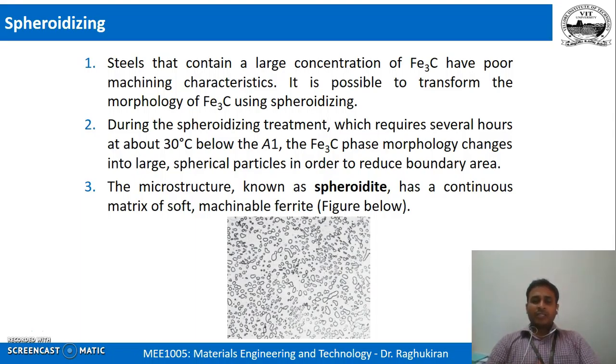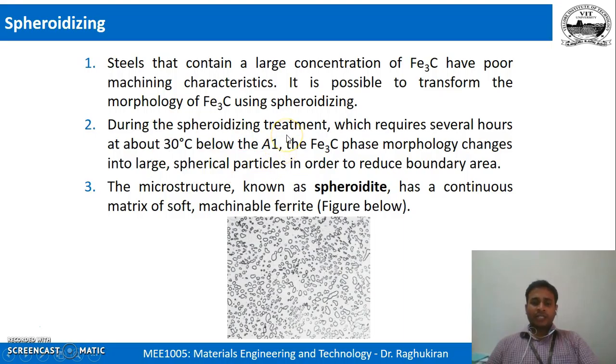So what is the heat treatment for that? Typically you take this steel and heat it to just about 30 degrees below the A1 line and keep it for several hours there. It's a prolonged heat treatment, not a short period heat treatment. Typically it takes a relatively very long time. All that you have to do is take that steel and keep it just below the A1 line.